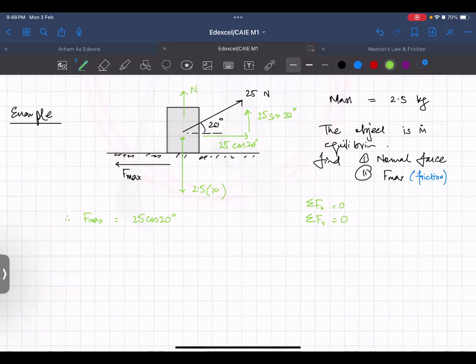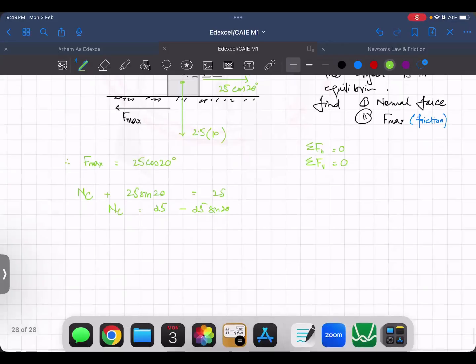Normal contact force. So right now the equation becomes what? Normal contact force plus 25 sine 20 is equal to 25, the weight of the object. So normal contact force is equal to 25 minus 25 sine 20, which is how much?